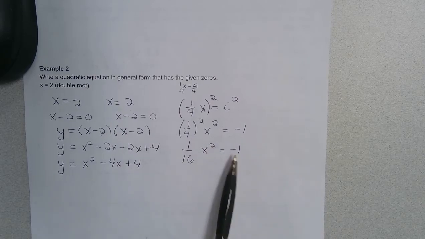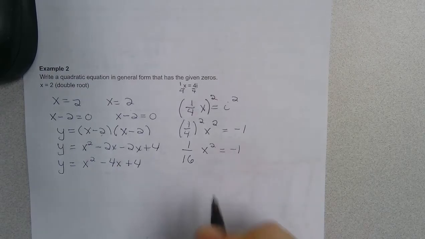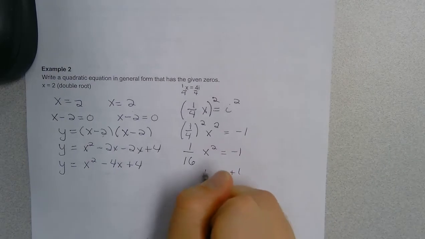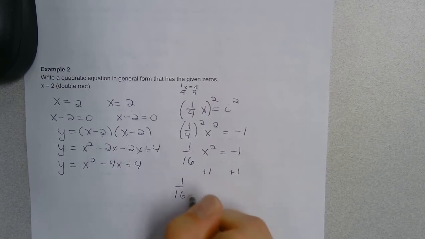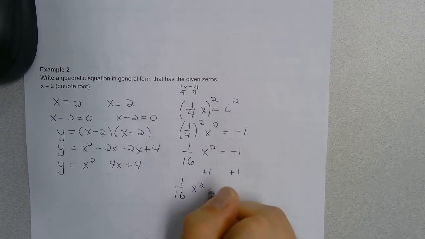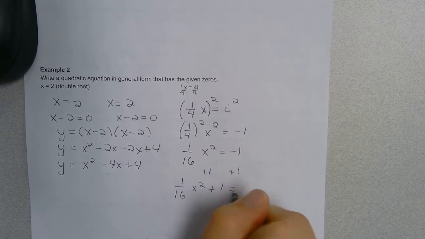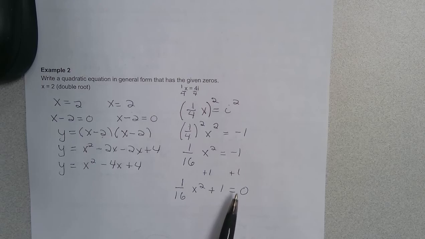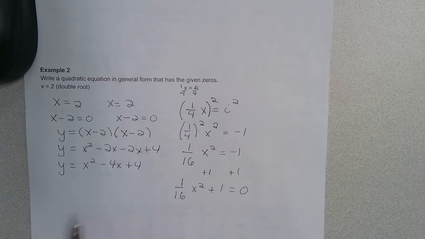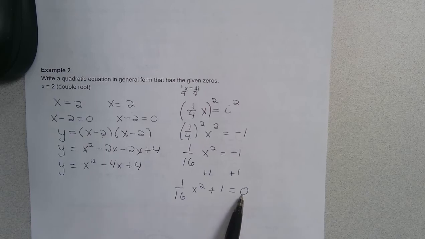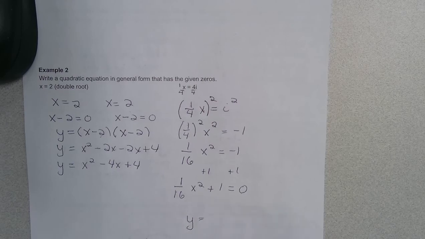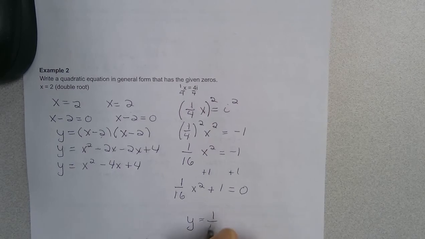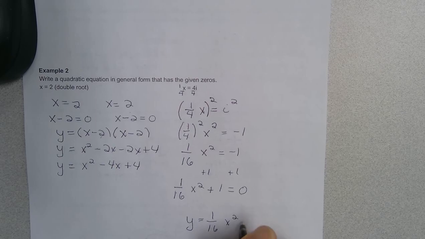And then we need to add the 1 to both sides to move it over. So we would have 1/16 x squared plus 1 equals 0. To write this in function form, we're going to replace 0 with y and switch sides. So instead of 0 here, I'm going to put y, and then moving everything to the other side of the equation, I'm going to have y equals 1/16 x squared plus 1.